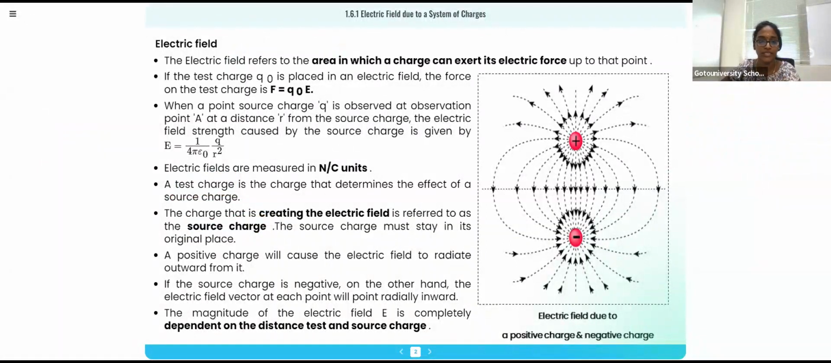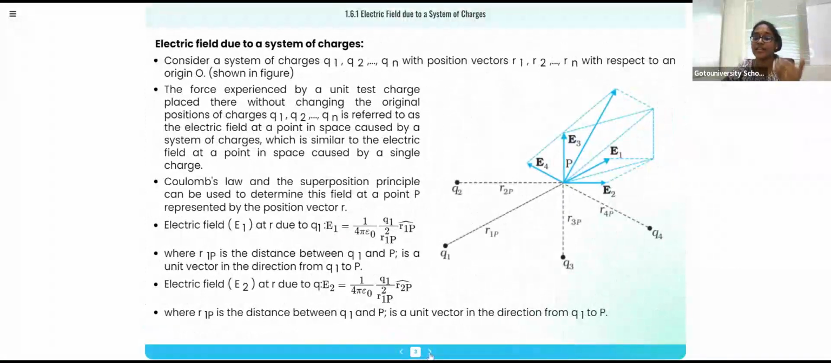The next important thing in this one is how we calculate the electric field. Don't get confused with this lesson, because we are using so many formulas here. First, Coulomb's law: F is equal to K Q1 Q2 over R square. This is the first thing, right? After this, I just told you how to write the vector notation, right? So this is the basic thing. Just keep this in mind.